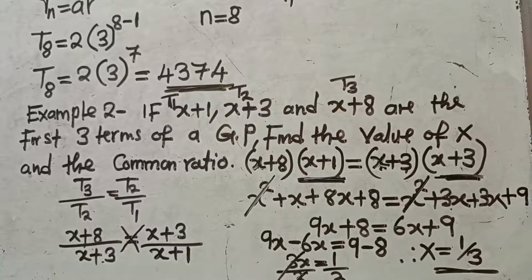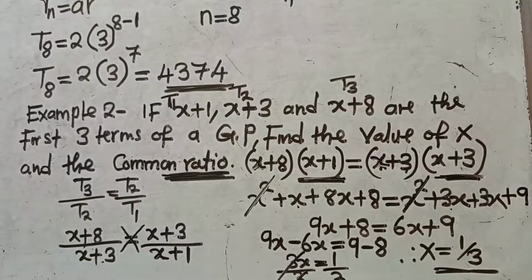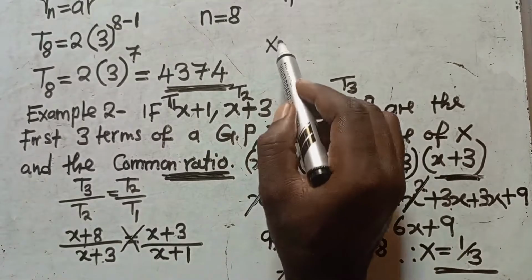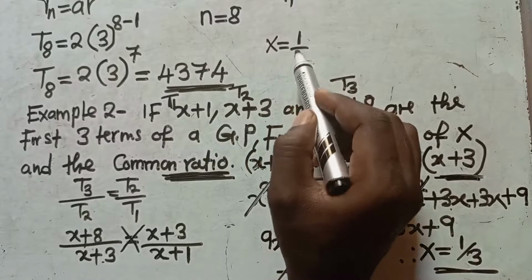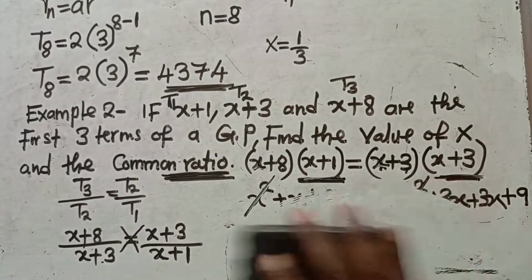So this is a simple exercise I'm going to give you. I want you now to find the common ratio. Instead of you finding the common ratio, let me just find it so that you just answer the exercise. I know that x is 1 over 3.